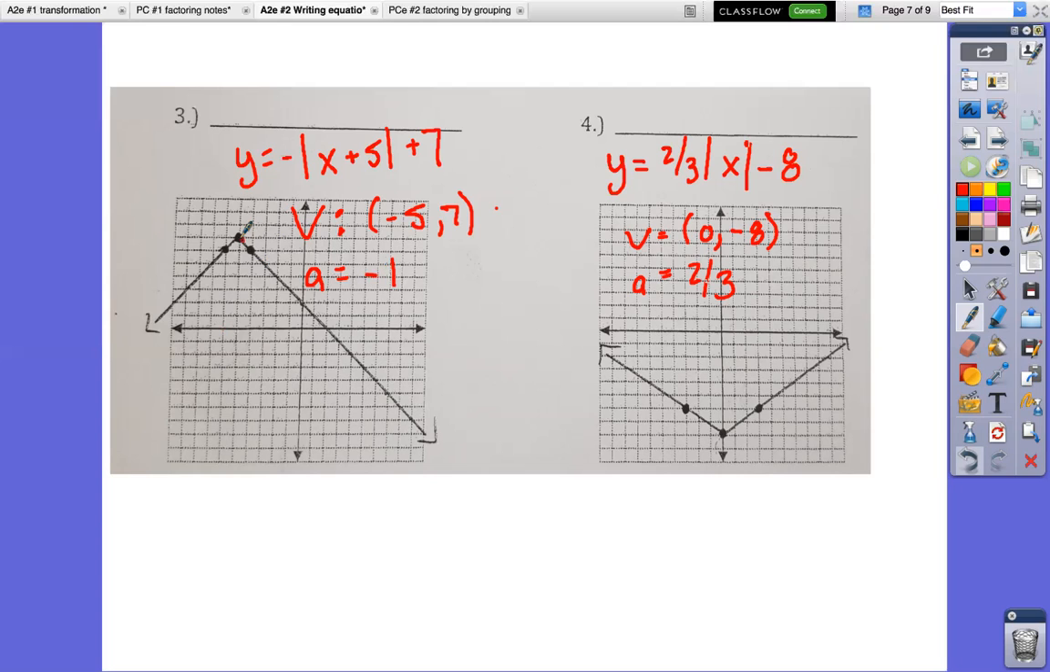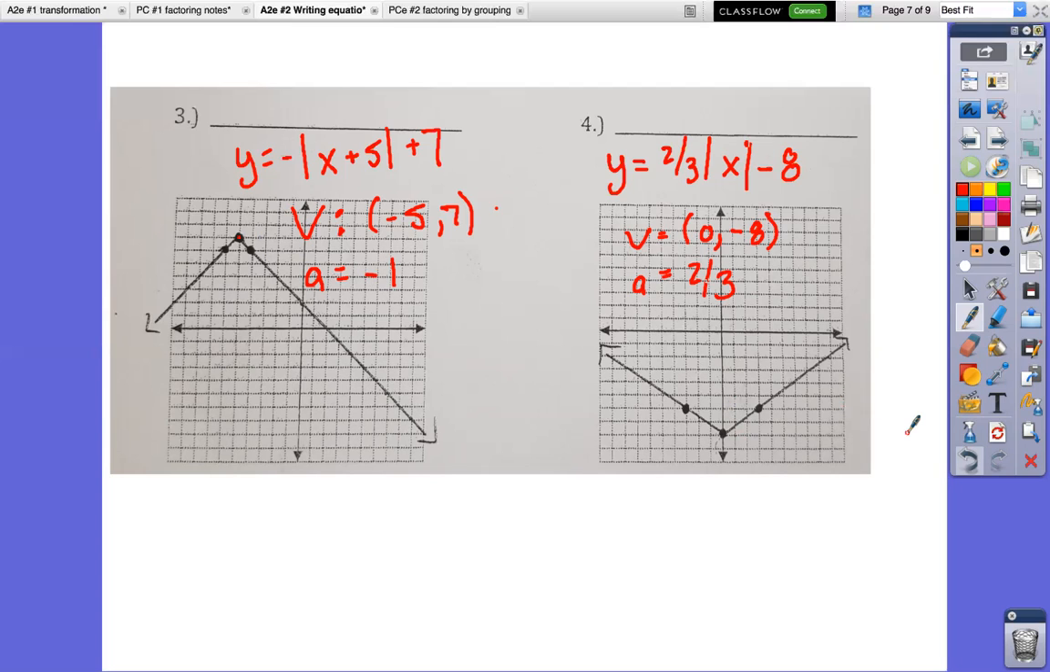So always start with the vertex, and if you count down 1 both ways, okay? If you start with the vertex and you go down, it's going to be negative. If you start from the vertex and go up, it's going to be positive. That's another way to think about it. Good question.